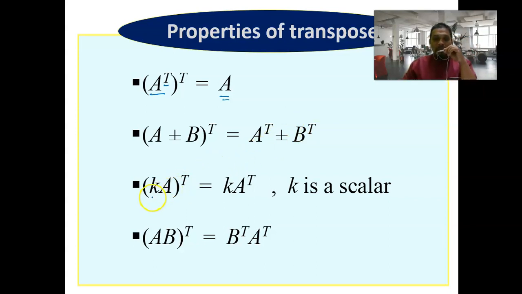And when the scalar k is multiplied with the matrix A, then we transpose it, it equals k, the scalar, multiplied with A transpose. Also A multiplied with B: if we multiply A and B first, then we transpose the result, it will be equal to B transpose multiplied with A transpose. So please be careful with this. Sometimes we might think that it is A transpose times B transpose. No. So please remember this.